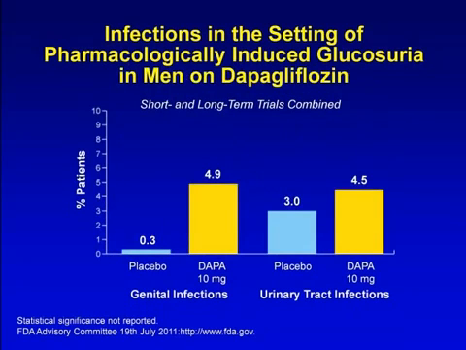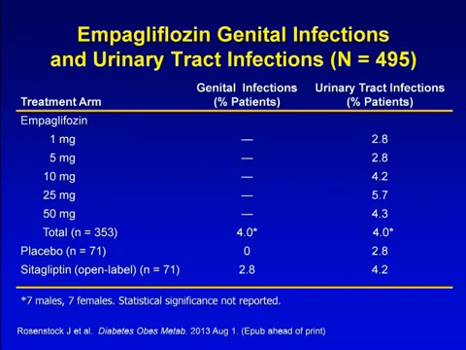In men, the rates of these infections are much lower. You see that there is virtually no increase in urinary tract infections in men, but there is still an increase in genital infections with dapagliflozin. Similar results have been presented with empagliflozin, an increase compared to placebo, and certainly an increase compared to sitagliptin as well, of genital infections, but very little increase with urinary tract infections.